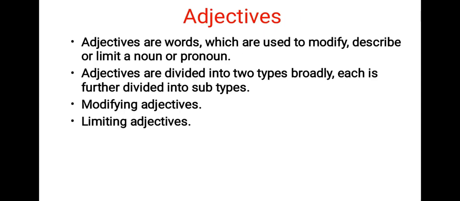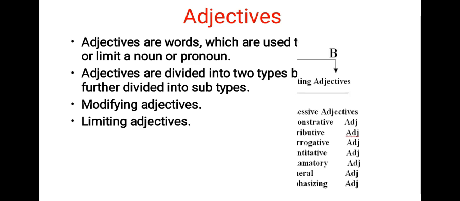Now adjectives. Adjectives are words which are used to modify, describe, or limit a noun or pronoun. Adjectives are divided into two types broadly, each further divided into subtypes. As we have said, adverbs modify verbs, adverbs, and sometimes adjectives. Adjectives are the words that modify nouns or pronouns. They may describe or limit a noun or pronoun. They are divided into two types, modifying adjectives and limiting adjectives.